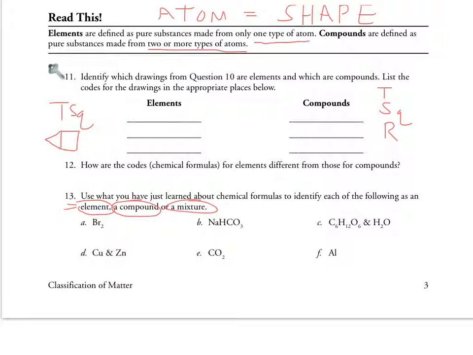So now to put this to the test. So we see in example A, we have these two letters, a little 2 next to it. They're the same, so we have two of the same, so we can call this an element. For B, we have several different types of letters. These could each be represented by a different shape, so we're going to go ahead and call this a compound.